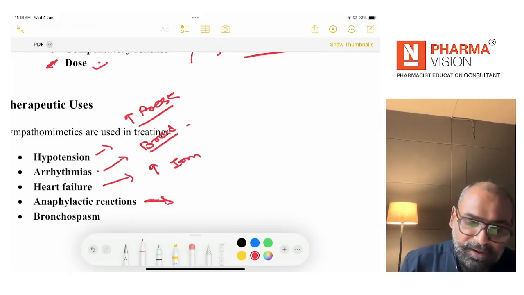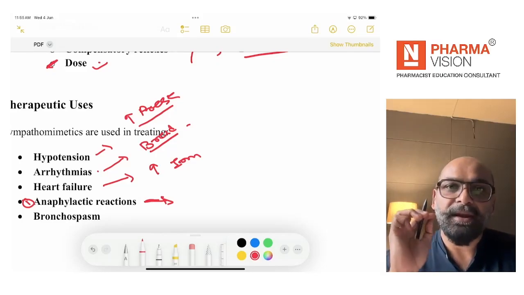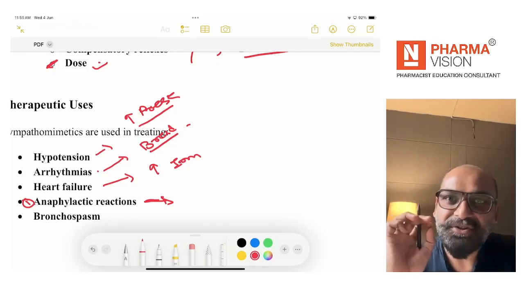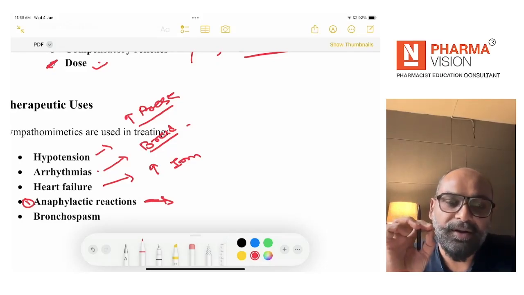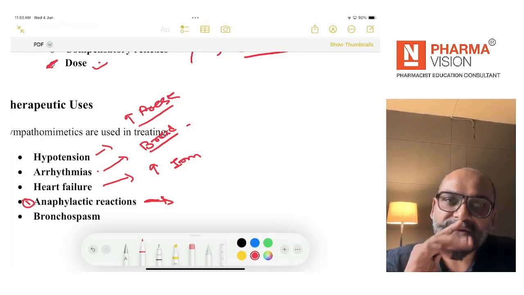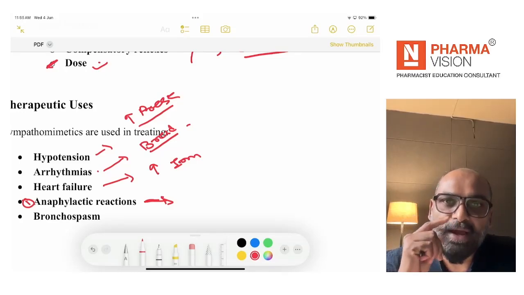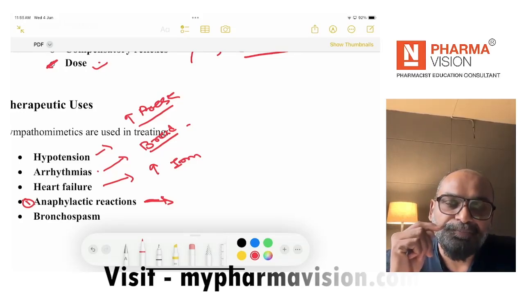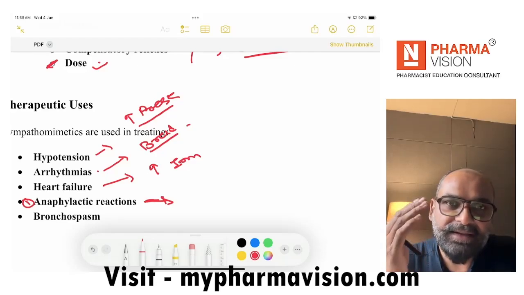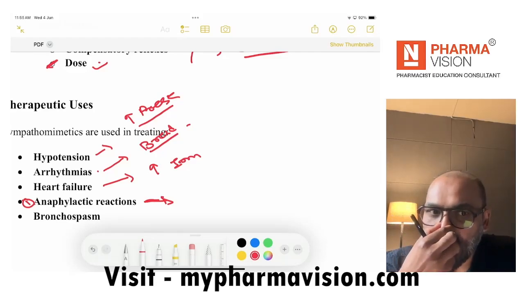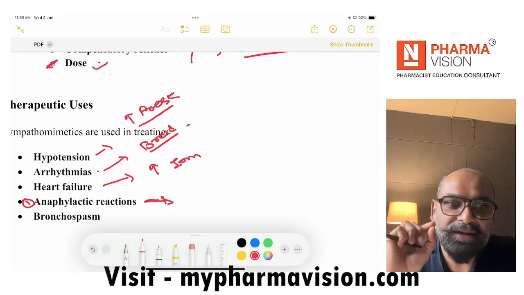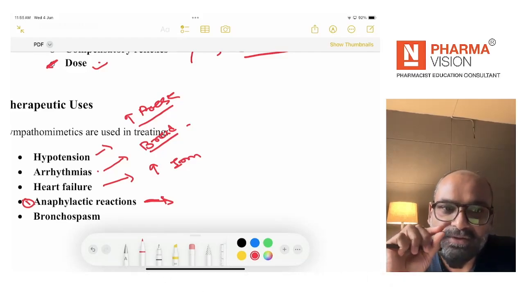Anaphylactic reaction. What is an anaphylactic reaction and which medication is used? Anaphylactic reaction is nothing but an allergic reaction. A normal allergic reaction, for example rhinorrhea or rhinitis, is in a very local area. Histamine is released and that histamine causes vasodilation.